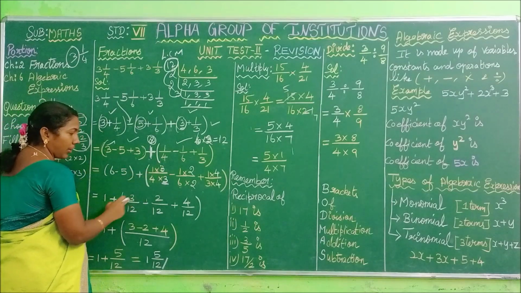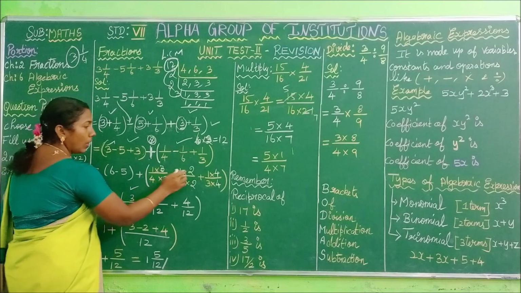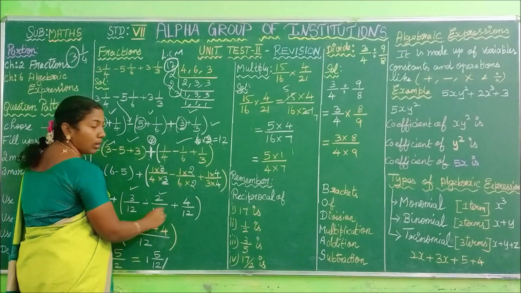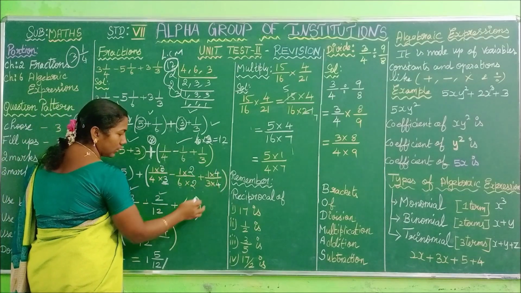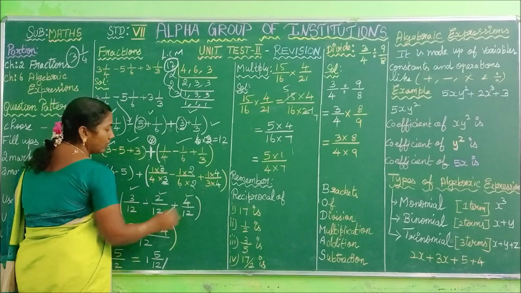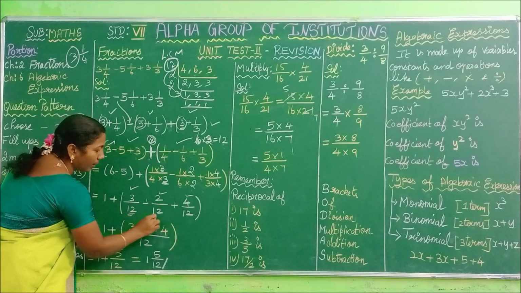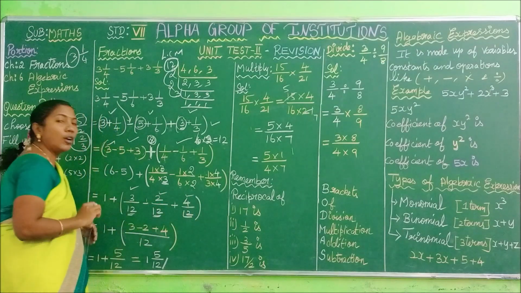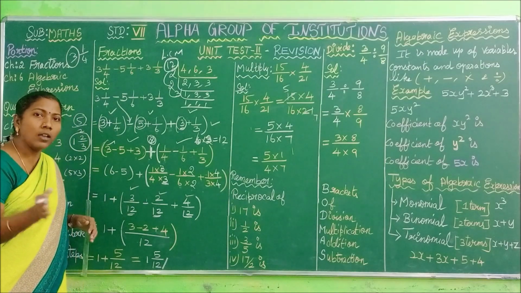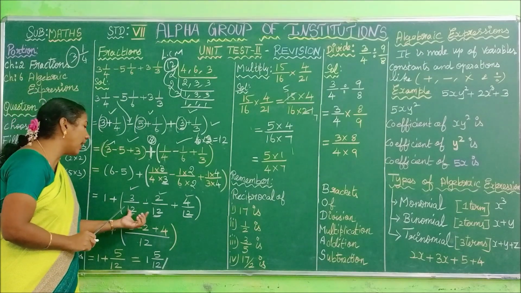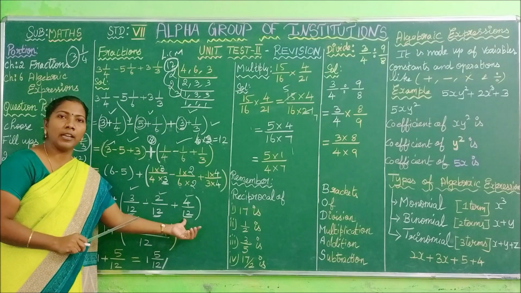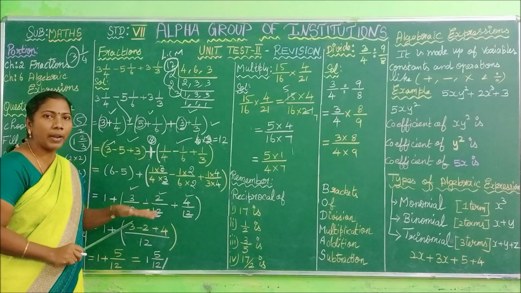Next step you have to multiply that. 1 into 3, 3. 4 3s are 12. 1 into 2, 2. 6 2s are 12. 1 into 4, 4. 3 4s are 12. Thus we have converted. See here, observe the denominator, all are same. If the denominators are same, we can add or subtract. Thus we have arrived at the same denominator. Okay, now we can add or subtract the fractions.